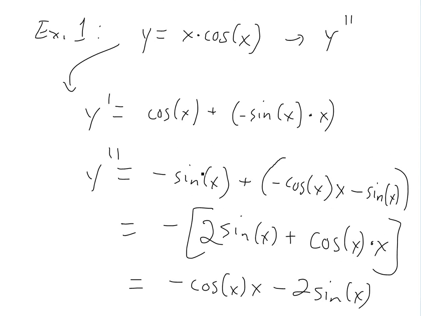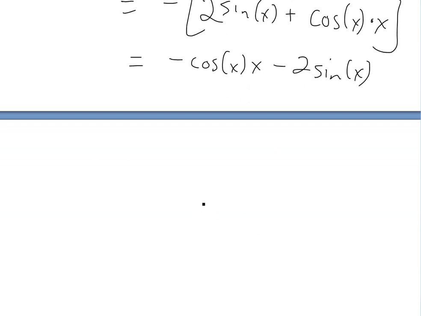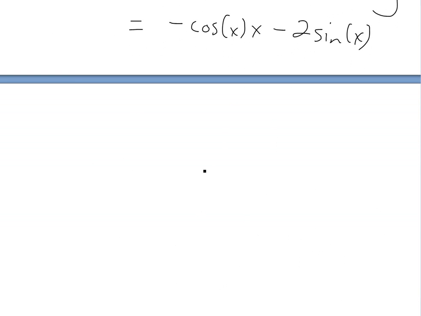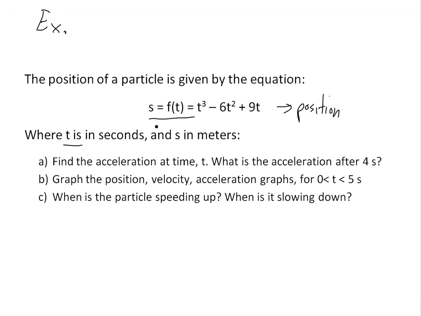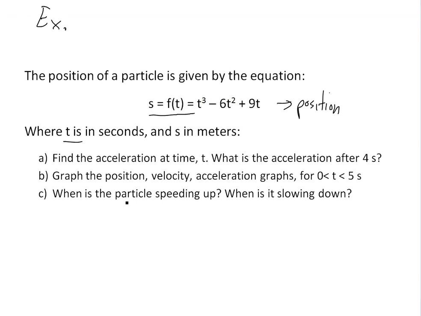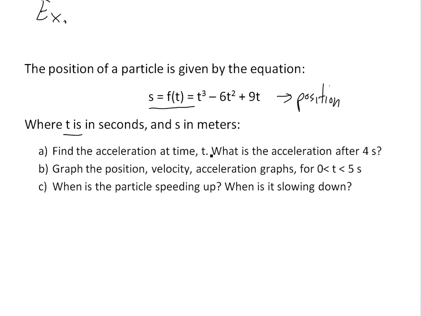Now I'll show you a good real world application of what this second derivative can be. Let's say you have the position of a particle, given as s as a function of t, where t is in seconds and s is in meters, and s is equal to t cubed minus t squared plus 9t. This is the position of a particle. I got this example from my calculus textbook, it's pretty useful. Find the acceleration at time t, and what is the acceleration after 4 seconds.